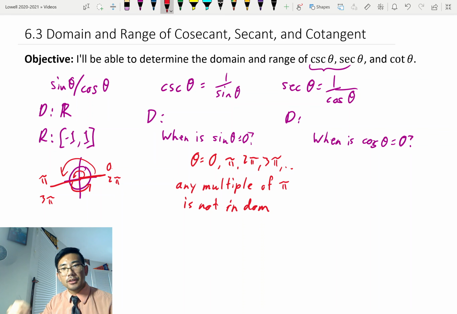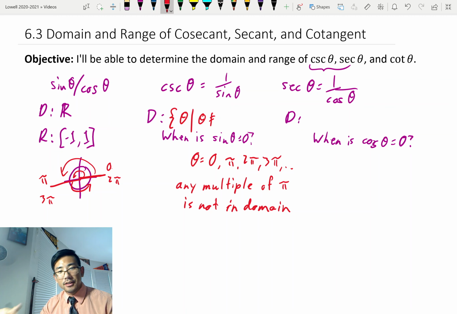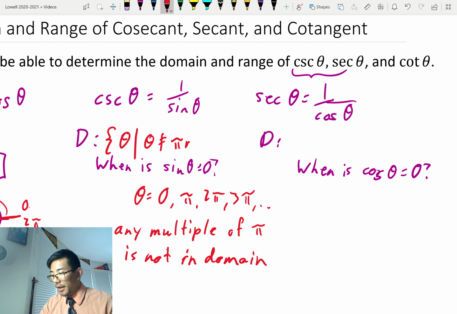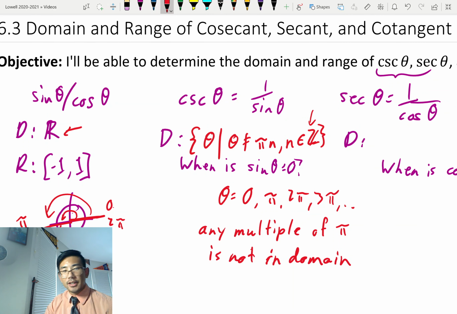Again, the domain of cosecant. And so I would write that like so. Our domain is all thetas, such that theta is not a multiple of pi n. Again, n is usually implied to be an integer, but if you want to spell it out for the reader, you could say where n is an element of bold Z, that's just a Z with an extra line there. Remember that this is just the set of integers, just like the bold R is all real numbers.